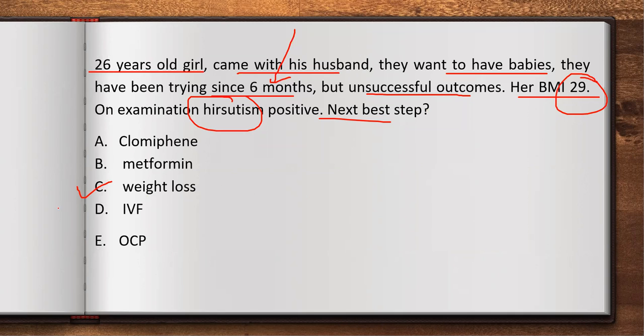You can try metformin, you can try clomiphene citrate. But the best option for a PCOS patient who is having difficulty with conception is clomiphene citrate. If clomiphene citrate is not in the options, then metformin.